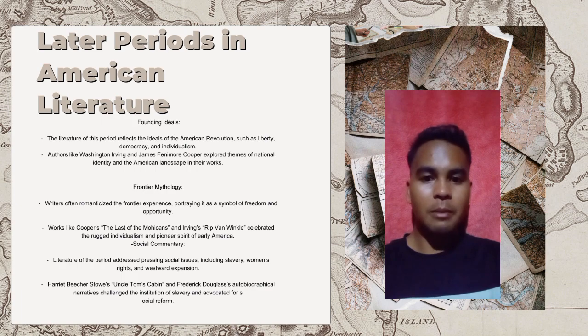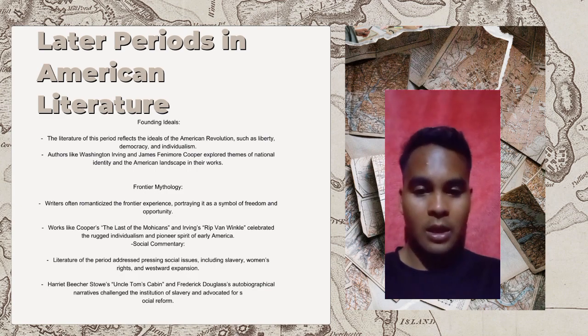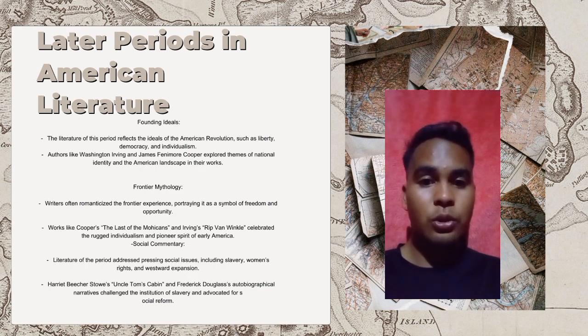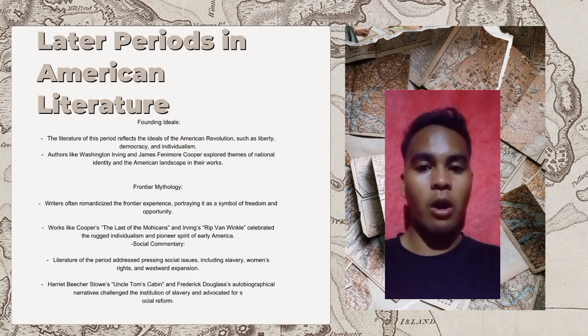So, frontier mythology. In the frontier mythology, writers often romanticized the frontier experience, portraying it as a symbol of freedom and opportunity. Works like Cooper's The Last of the Mohicans and Irving's Rip Van Winkle celebrated the rugged individualism and pioneer spirit of early America. Next, social commentary: the literature of the period addressed pressing social issues including slavery, women's rights, and westward expansion.